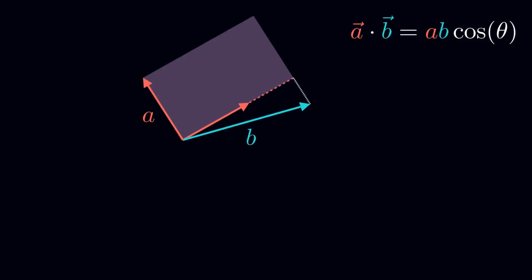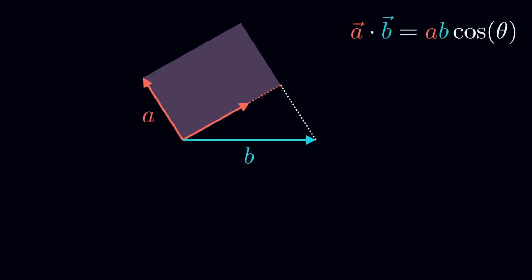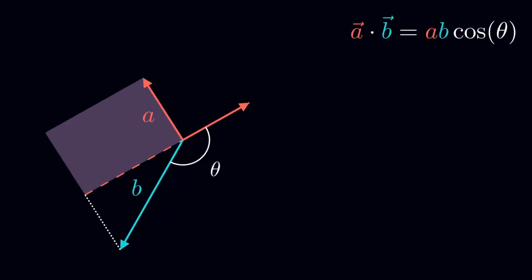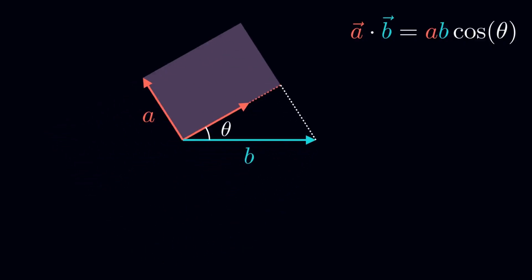But when they're at an angle, using the shadow of B automatically scales the rectangle down to match our formula. Note that for negative values of cosine, the dot product is also negative. Visually, this happens when the shadow points backwards, creating a rectangle that extends away from the base vector. We can look at how this area changes as the different factors change.